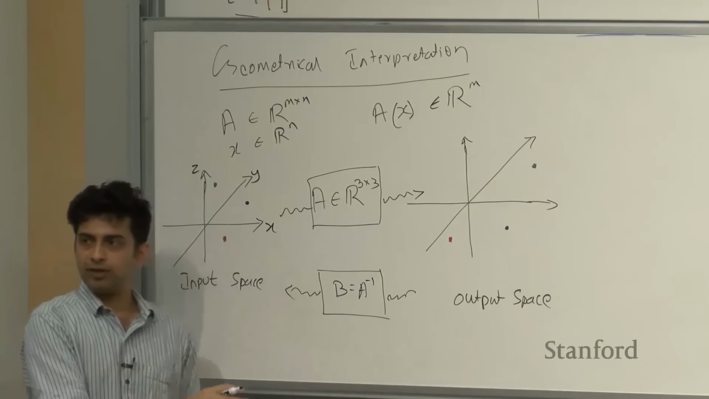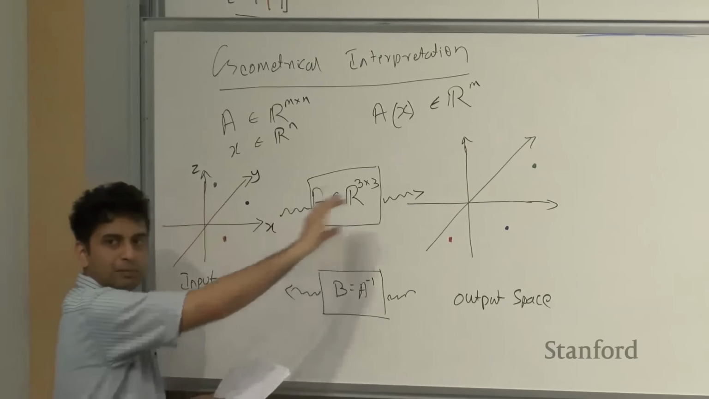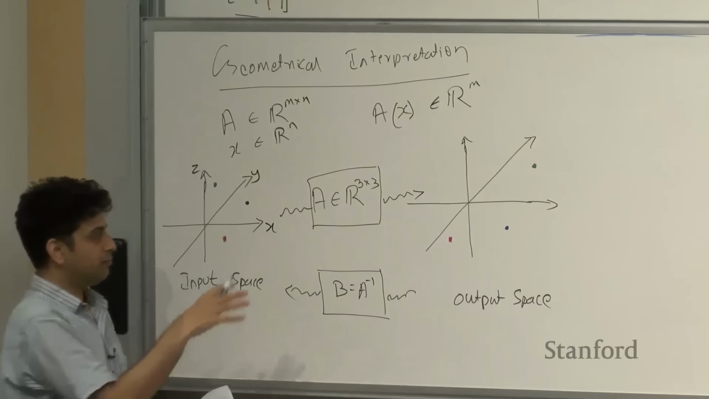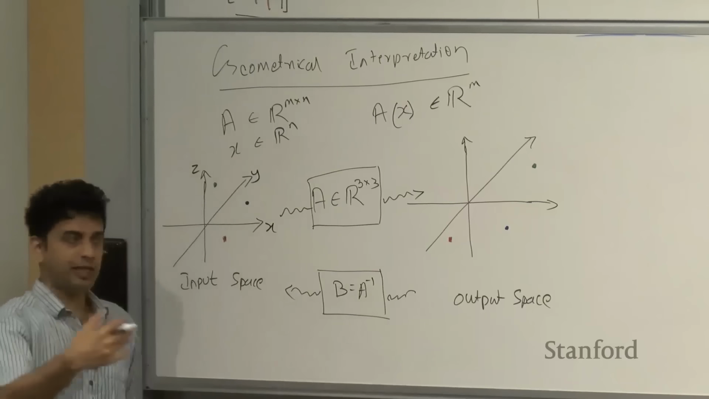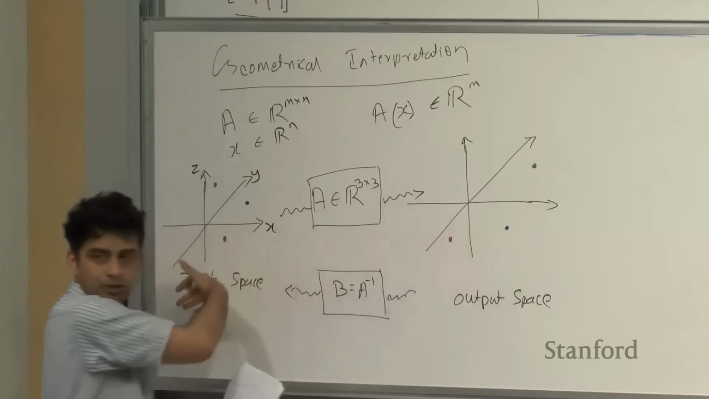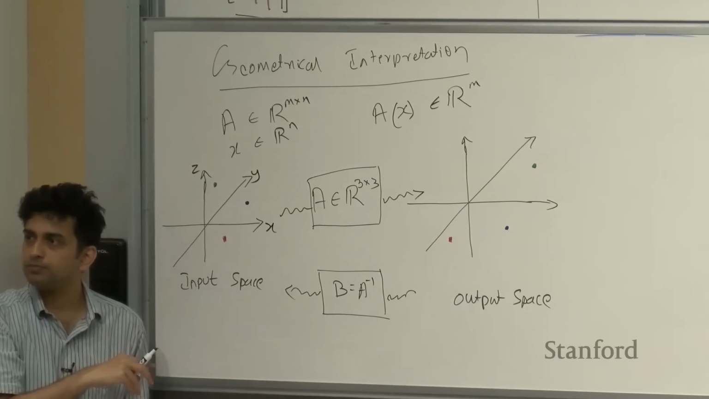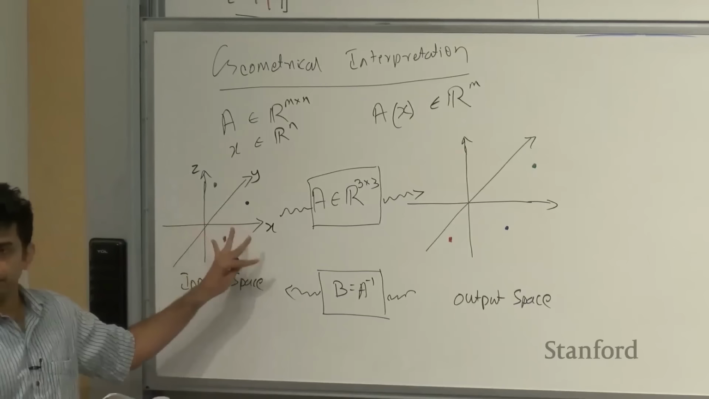So A is the function that takes vectors as input and maps them to some output, and as long as it is full rank, there will be another matrix which is the inverse of it, which takes this as the input and outputs the original point as the output, right? Now this is in the case of a full rank matrix.